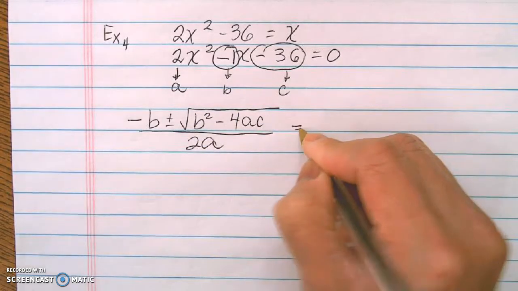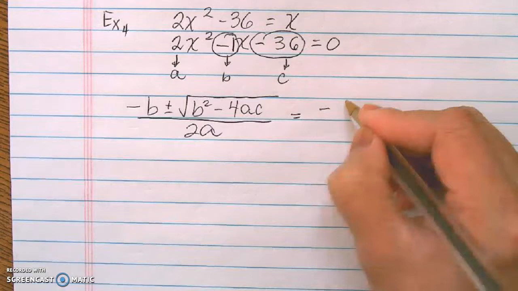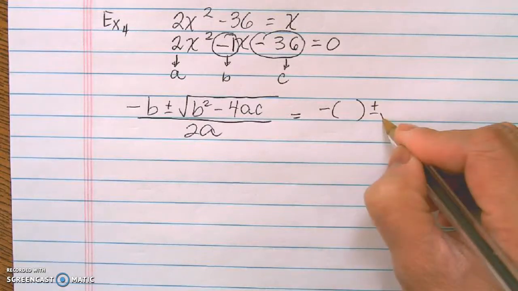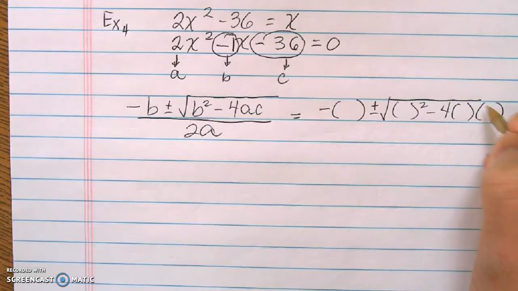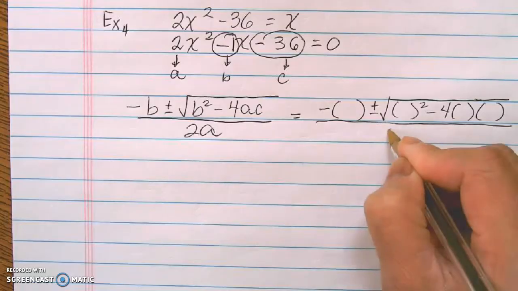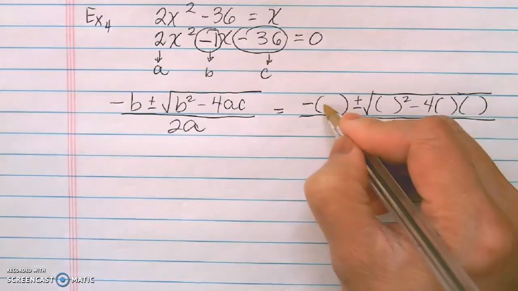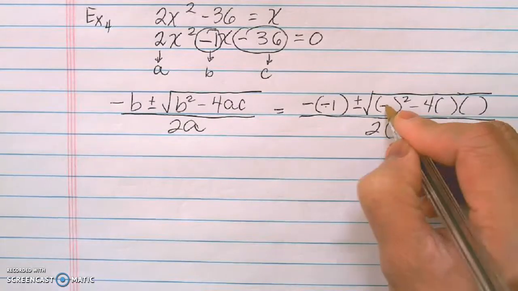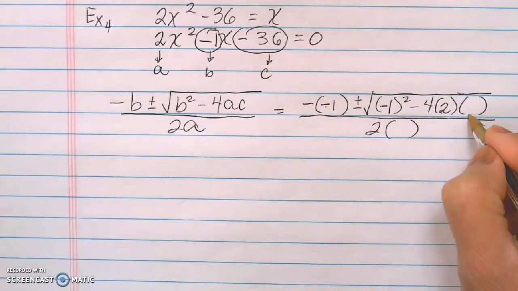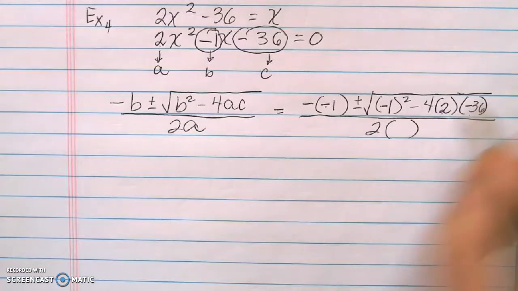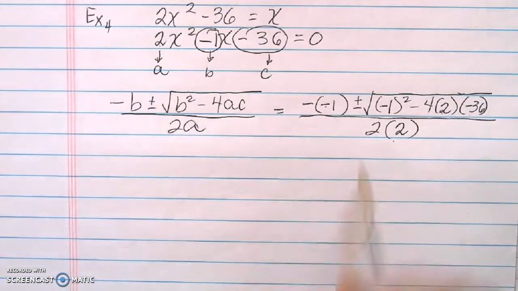And again, let's copy the formula, but this time using parentheses. So negative parentheses plus or minus square root of parentheses squared minus 4 parentheses parentheses all over 2 parentheses. Now let's start plugging. This is going to be a negative 1. This is a negative 1 as well. This is a, which is here, which is 2. And this is negative 36. This right here is a 2. Negative times negative is positive 1.